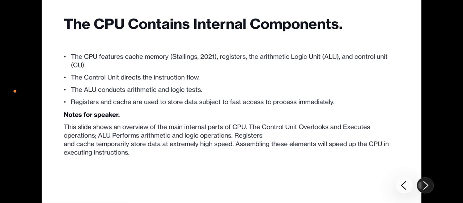This slide shows an overview of the main internal parts of the CPU. The control unit oversees and executes operations. The ALU, known as the Arithmetic Logic Unit, performs arithmetic and logic operations. Registers and cache temporarily store data at extremely high speed. Assembling these elements will speed up the CPU in executing instructions.